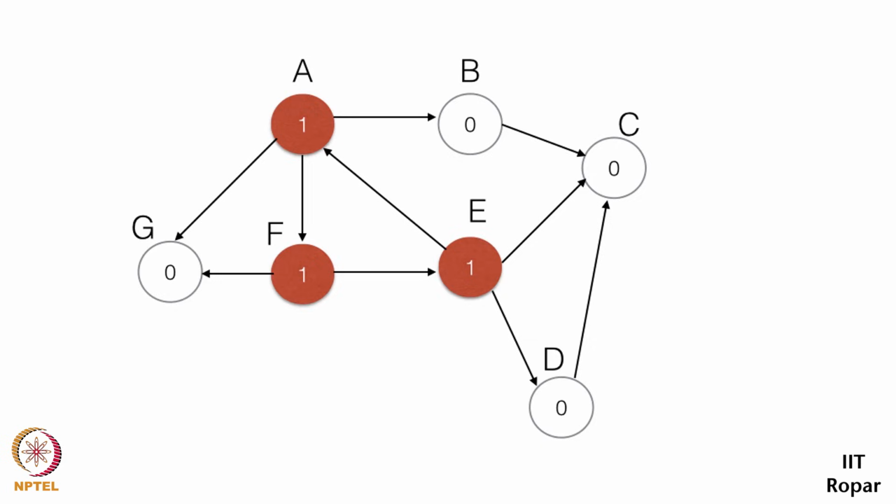Now we have to pick a node randomly from this particular set. What is the set here? The set is A, C and D. We'll pick a node randomly. We have picked A and incremented its counter. So now we have A2, B0, C0, D0, E1, F1, G0.